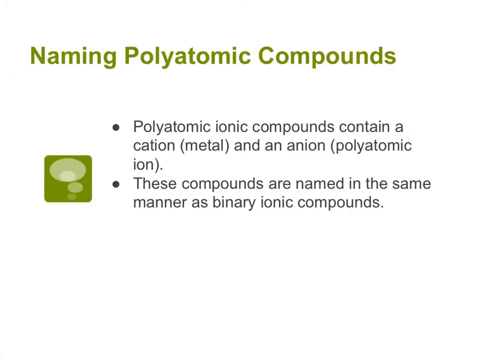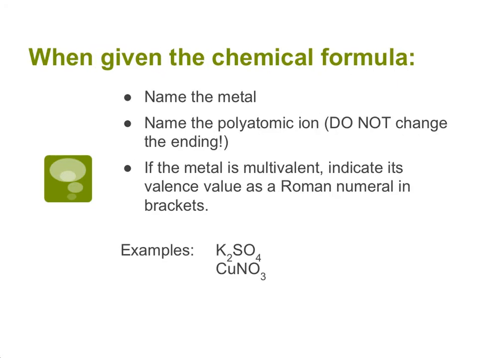In terms of naming polyatomic compounds, basically a polyatomic ionic compound is going to contain a cation, or the metal, and an anion, which is the polyatomic ion. Sort of the only exception here is if we have the ammonium ion, which acts kind of like our metal. So these compounds are named in the same manner as binary ionic compounds. And when we're given the formula, we're going to name the metal, and then we're going to name the polyatomic ion. But we're not going to do anything to the ending. We're just going to leave it as such.